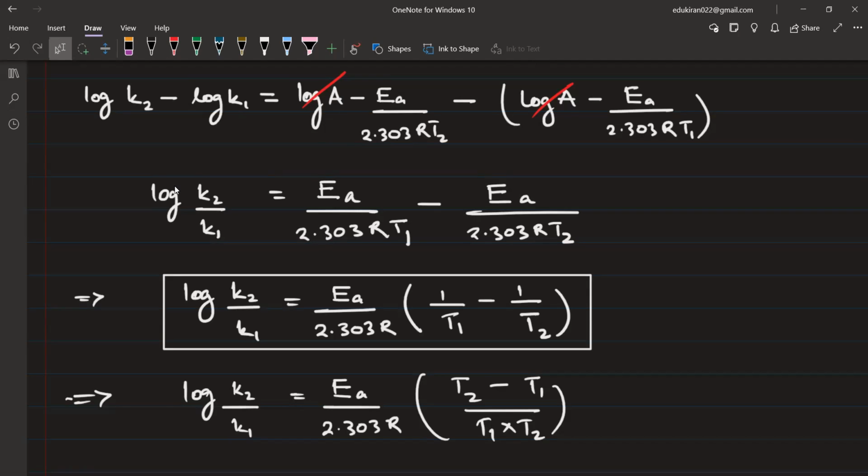So the application of this reaction is that it is used to calculate the activation energy, and once the activation energy is found, then we can also calculate the Arrhenius factor, that is A. Okay, so we'll look at some reactions, some questions also. Please write this down first.